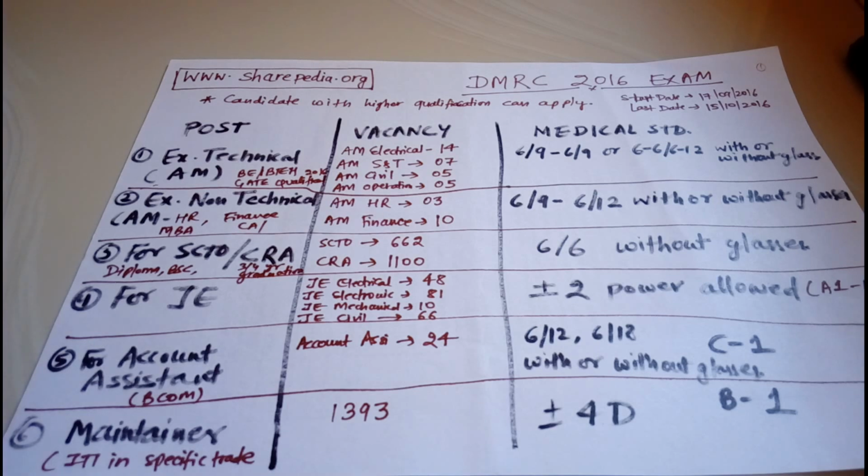Now we talk about maintainer. For maintainer you must be ITI qualified in a specific trade, and there are a total of 1393 vacancies, and a power of plus minus 4D is allowed, and the medical category is B1.